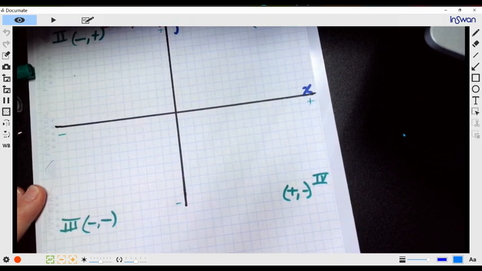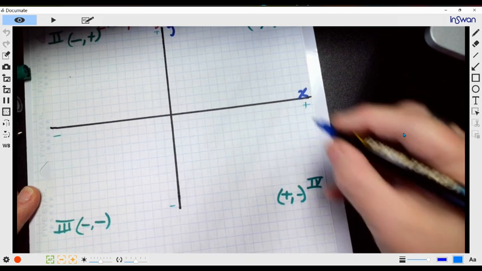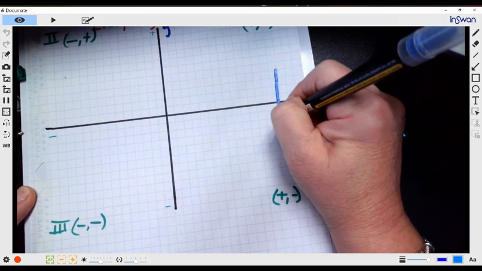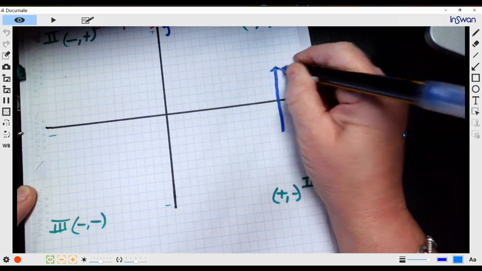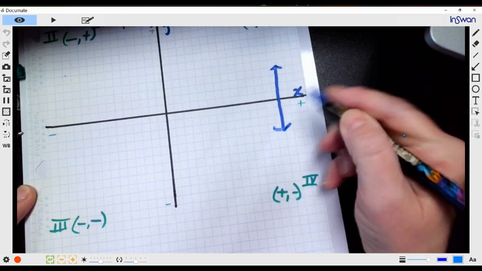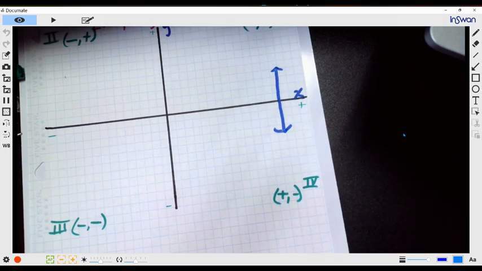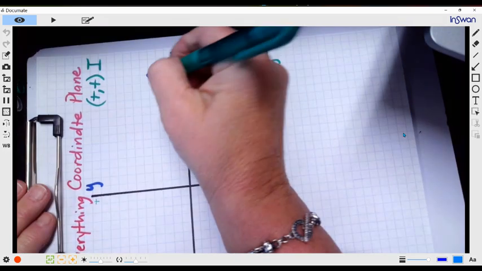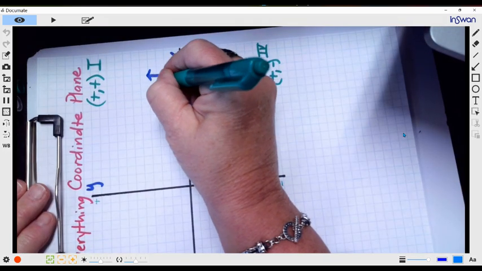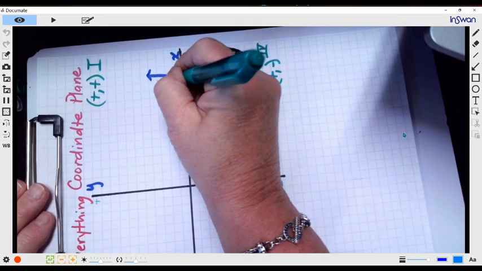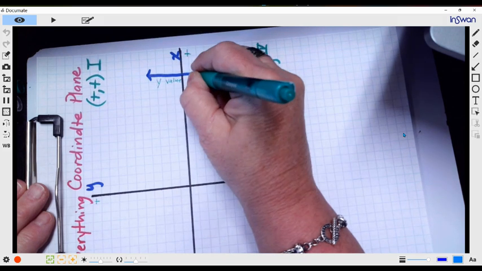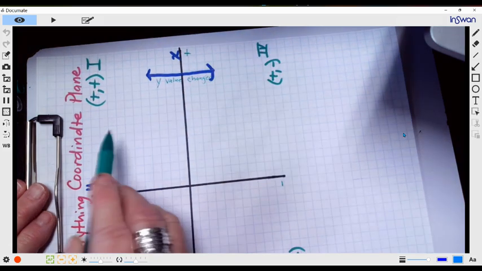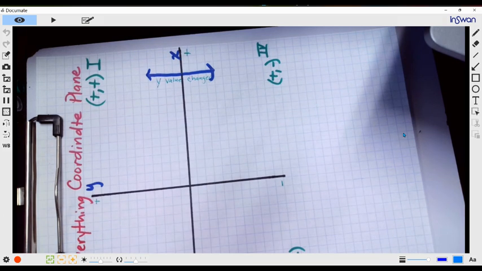Anytime you are reflecting across the x-axis, to reflect across the x-axis, you would have to move vertically up and down. If you are reflecting across the x-axis, then the y value will change. The y value changes when you reflect across the x-axis.